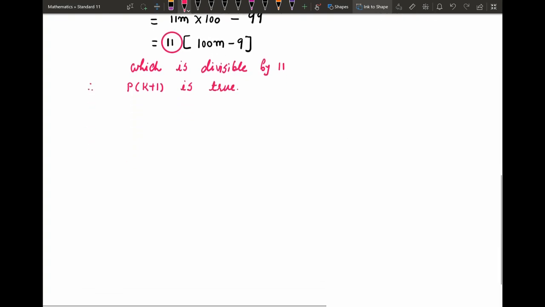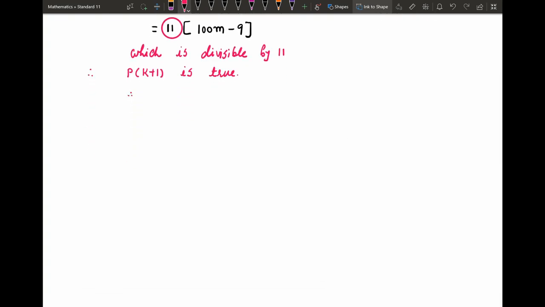And therefore P of k implies P of k plus 1, and therefore the given result is true.